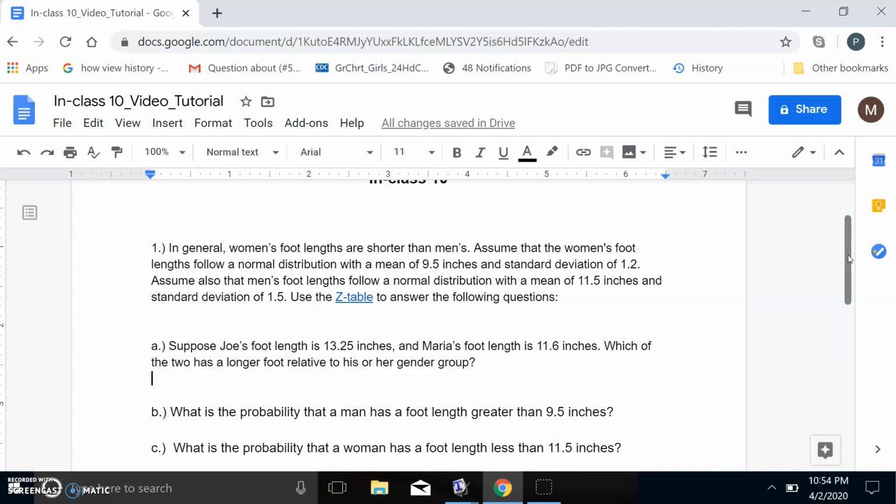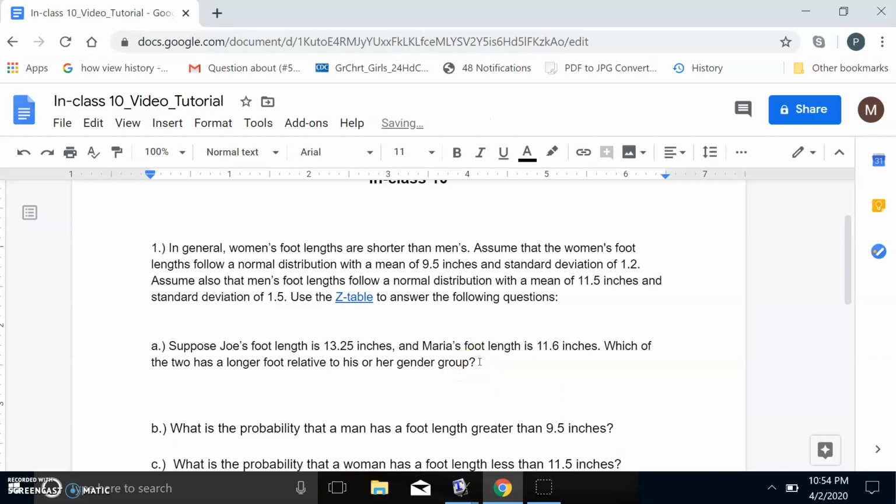Which of the two has a longer foot length relative to his or her gender group? So let's look at the z-scores for each person. Let's look at Joe's first. So Joe's z-score.